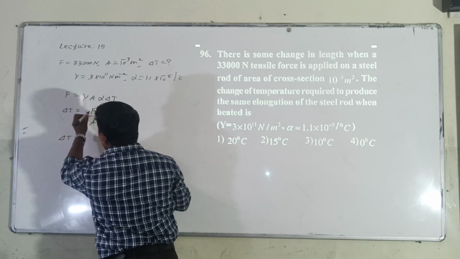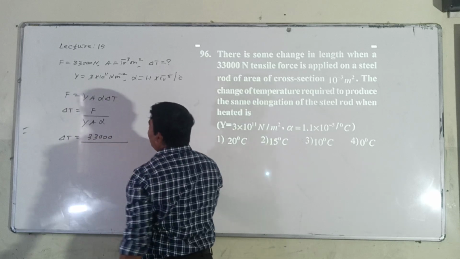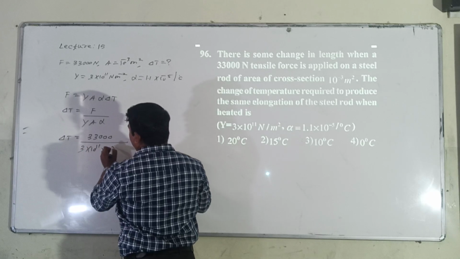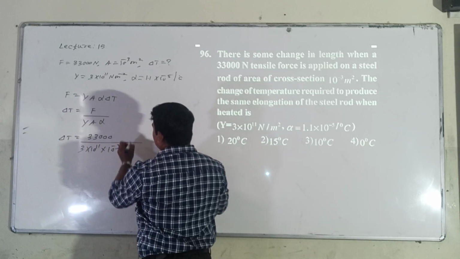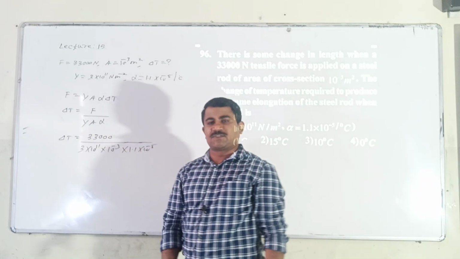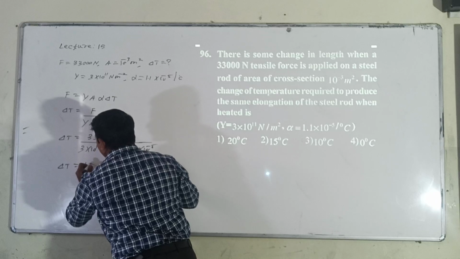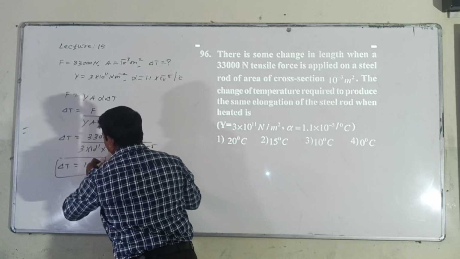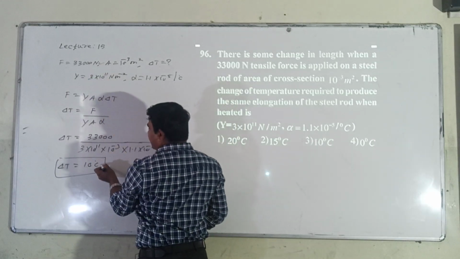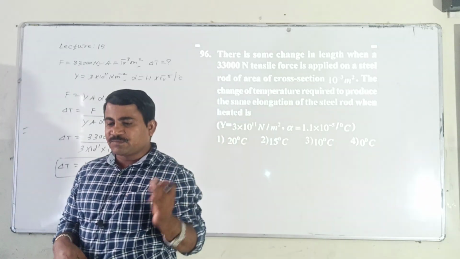Right or wrong? Then how to calculate from this? Delta T is equal to thermal force, how much? 33,000 Newton, whole divided by the Y value, 3 into 10 raised to 11, area 10 raised to minus 3, and alpha value 1.1 into 10 raised to minus 5 per degree Celsius. Go for calculation. We directly get delta T is equal to 10 degrees Celsius. I mean, to produce this much thermal force, I need this much rise in temperature. Right? Copy it. Let us move on to the next numerical.